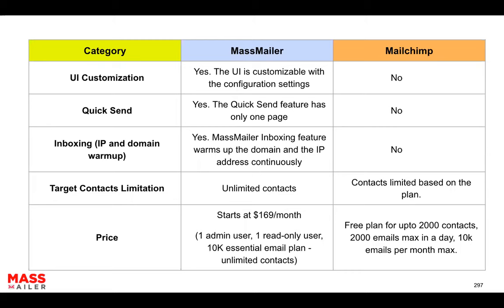Mailchimp does have a free plan, just to let you know, so you can store up to 2,000 contacts. You can send 2,000 emails maximum in a day, but 10K emails per month maximum is what you can do, and that's a free plan. That's a great one to go with.